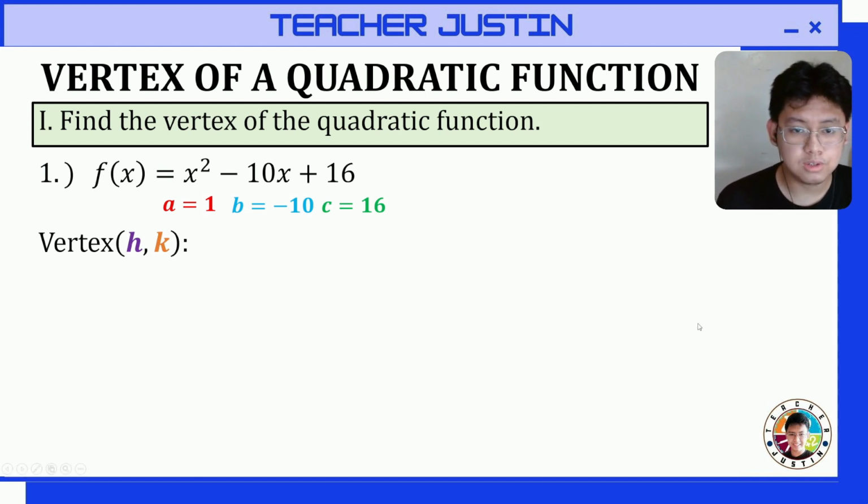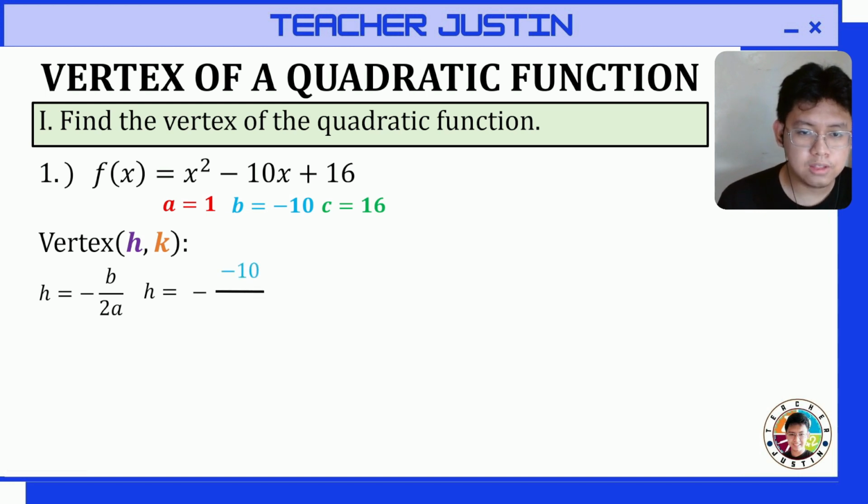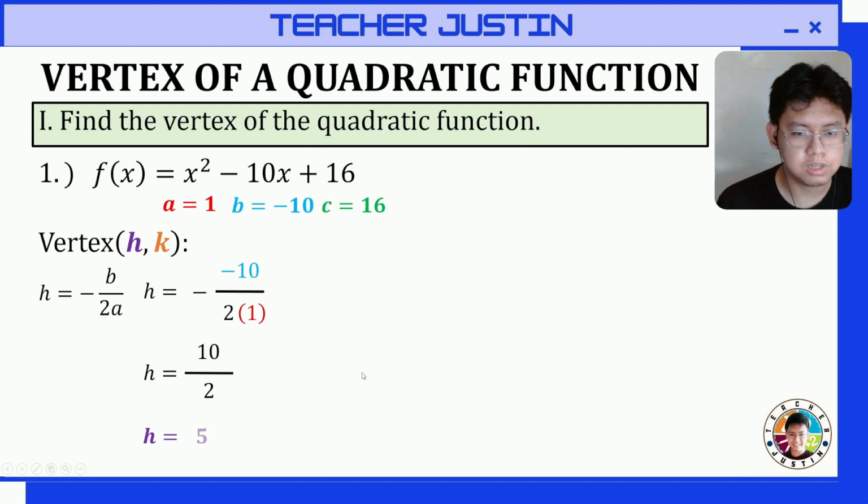Now that we have the values of a, b, and c, ang gagawin natin is we're going to use the formula in finding the value of our x-coordinate of our vertex. So, h is equal to negative b over 2a. Let's substitute the values of b and a. So, we will have h is equal to negative 10 over 2 times 1. Now, let's simplify this. So, multiply natin. Negative times negative will be positive. So, naging positive 10 na siya. Tapos, 2 times 1 is 2. Then, let's simplify. 10 divided by 2 is the value of h, which is 5.